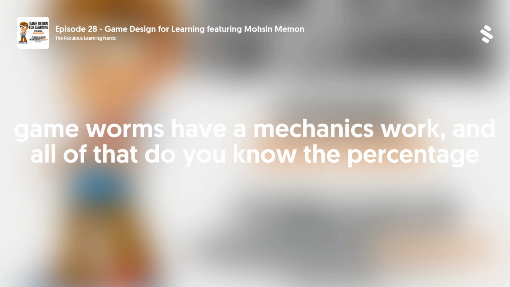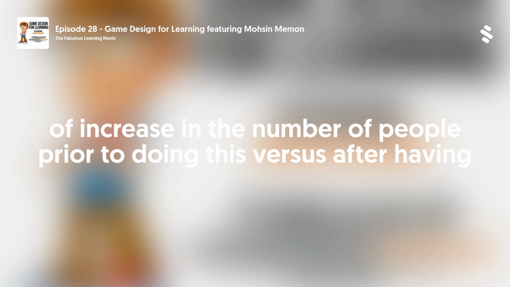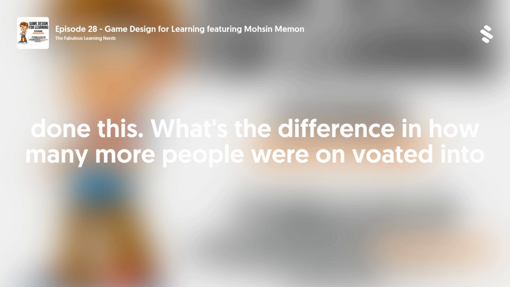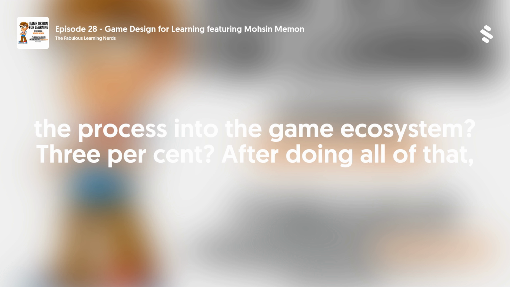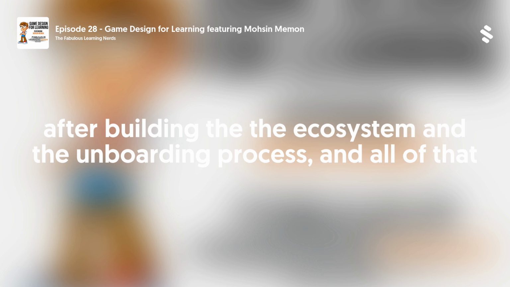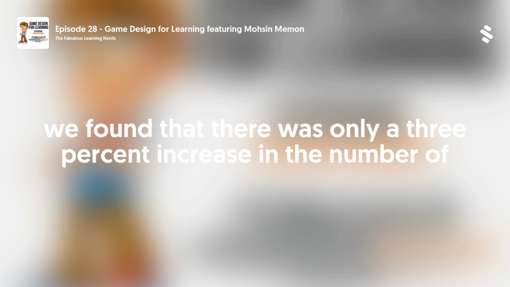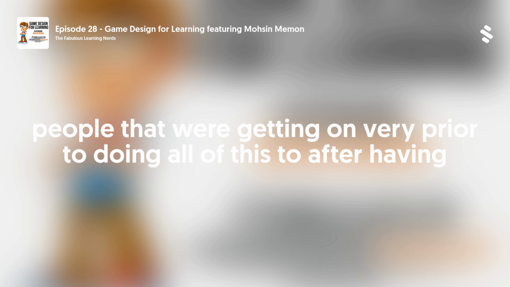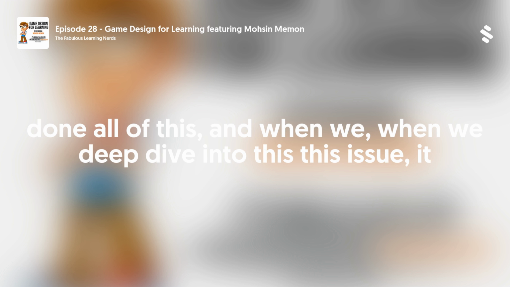Do you know the percentage of increase in the number of people prior to doing this versus after having done this? What's the difference in how many more people were onboarded into the process, into the game ecosystem? 3%. After building the ecosystem and the onboarding process and all of that, we found that there was only a 3% increase in the number of people getting onboarded, from prior to doing all of this to after having done all of this.